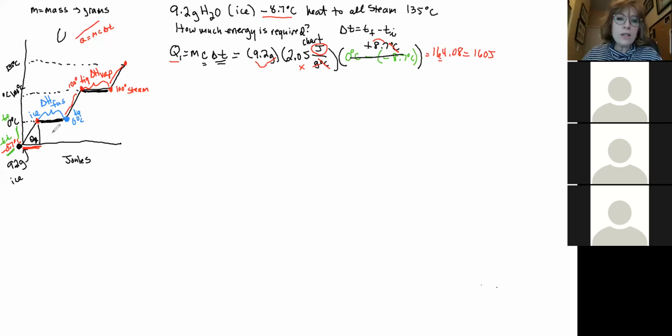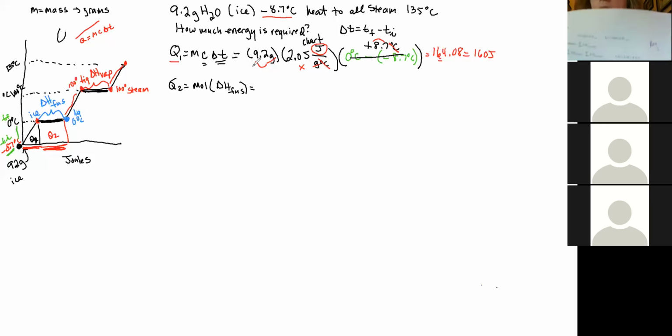Now we're going to calculate Q2, which is this amount of energy. How much energy is required now to melt the ice and get it from 0 degrees as ice to 0 degrees as water? So the new formula is the moles times the delta H of fusion. Now that is on your reference sheet, right here at the top. It's the one in the middle at the very top, okay? Right there.